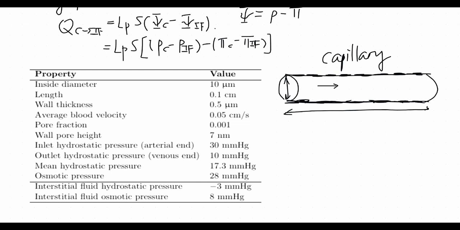Pore fraction is the area of the pores on the capillary wall compared to the lateral area of the capillary. Wall pore height, so here we assume it's a rectangular slit. So this height is the total height, 2H.